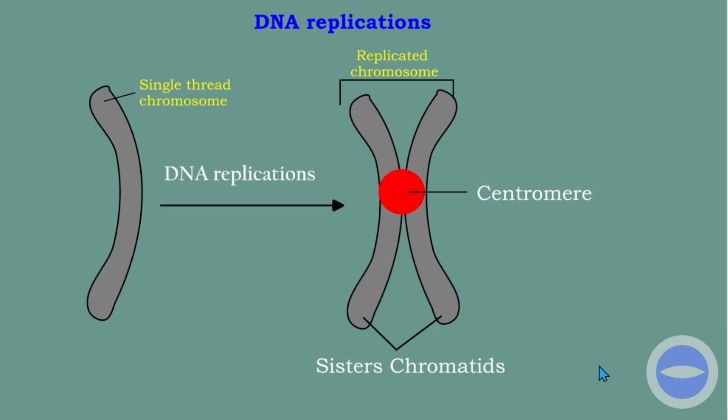So this is another thing that we must know. We must be able to label this. This is a chromatid. When they are together, they are sister chromatids, and sister chromatids together with the centromere are a chromosome or replicated chromosome.